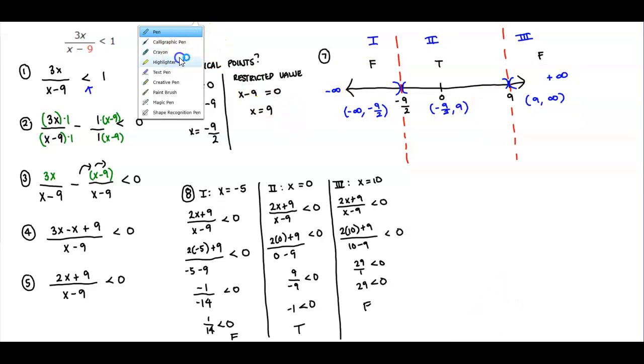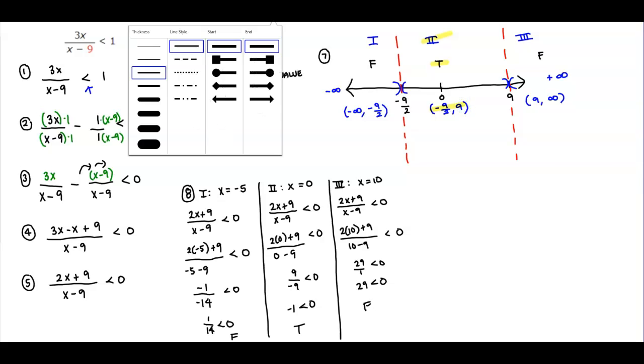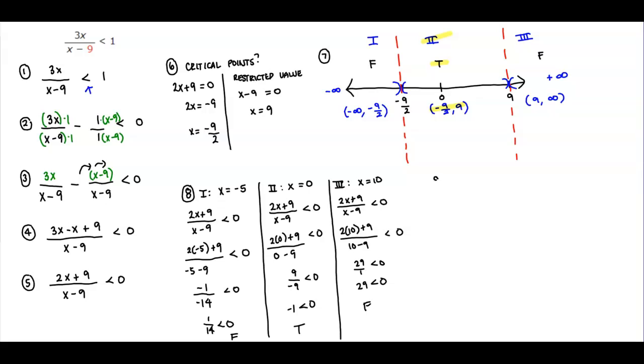Now we can determine where the intervals are true. Region 2 is the only interval where it's true. Therefore, our answer is negative 9/2 to 9.